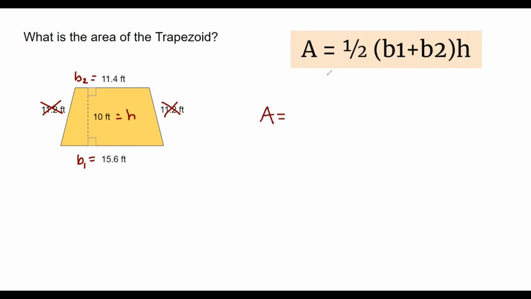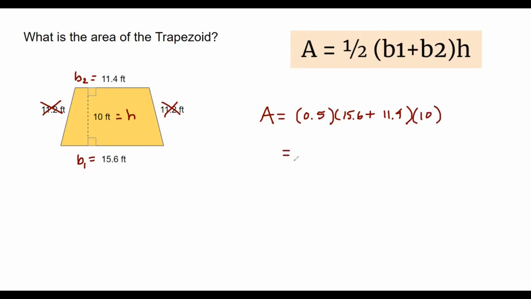Area equals, and I'm immediately going to substitute 0.5 for 1/2 because I think that's easier. And then I'm going to add my two bases, 15.6 plus 11.4. And I encourage you to put this in the calculator exactly as I'm writing it, because that will help make sure that you get the right answer.